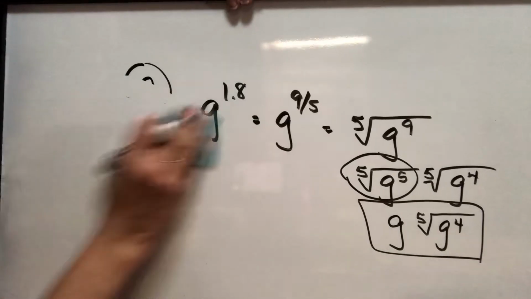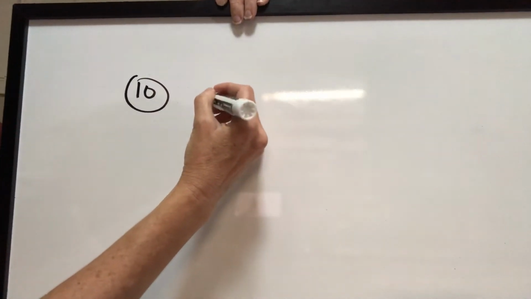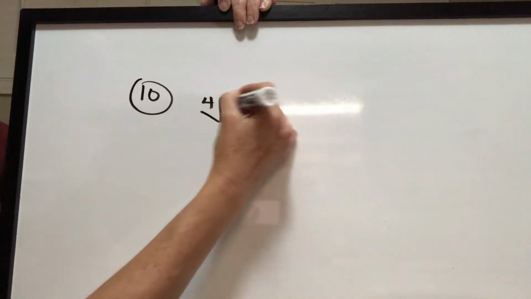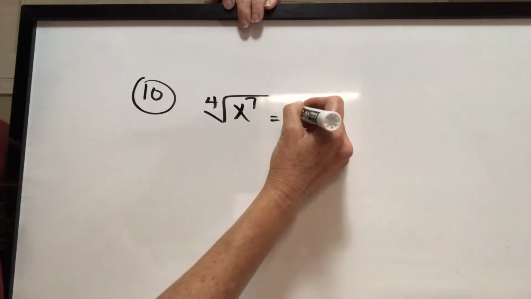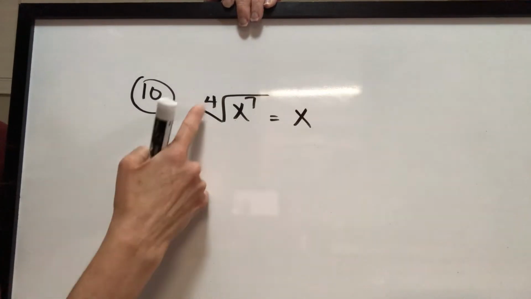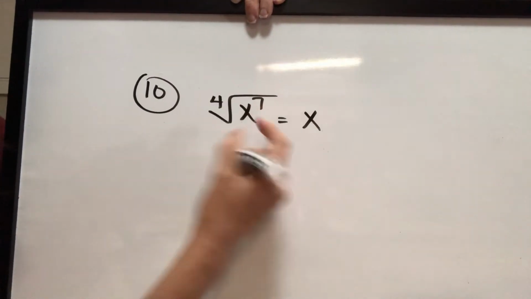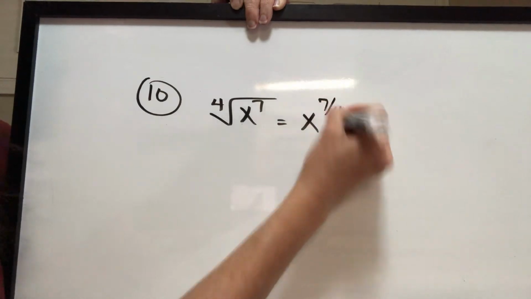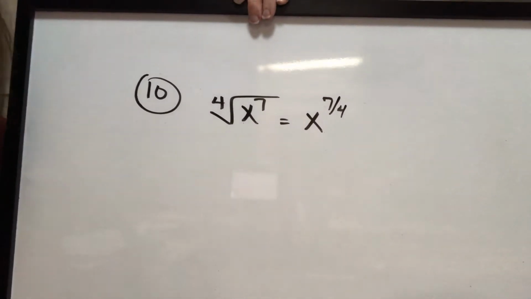Okay, on number 10, you'll see that they have the radical, but we want to change it to an exponent. So it's the same rule, we're just going in reverse. So like for number 10, we have the 4th root of x to the 7th power. So you will write it as a fraction. So the 4 is the type of root it is, so that's the denominator, and the 7 would be the numerator. So that would be the same thing as x to the 7/4 power.